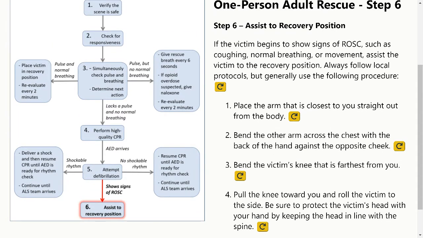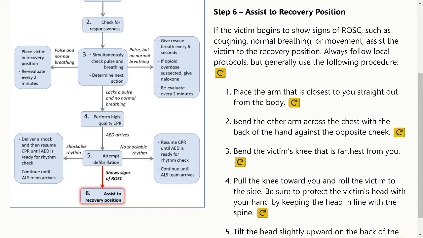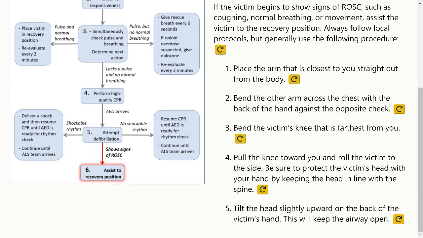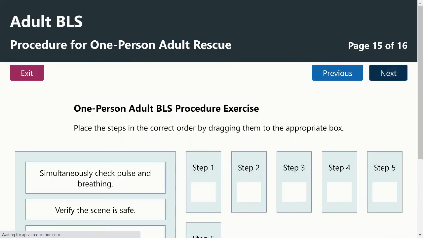You're going to place the arm that is close to you straight out from the body. Bend the other arm across the chest with the back of the hand against the opposite cheek. Bend the victim's knee that is farthest from you. Pull the knee towards you and roll the victim to the side. Be sure to protect the victim's head with your hand by keeping the head in line with the spine. Tilt the head slightly upward on the back of the victim's hand. This will keep the airway open. I'll find a picture of it.